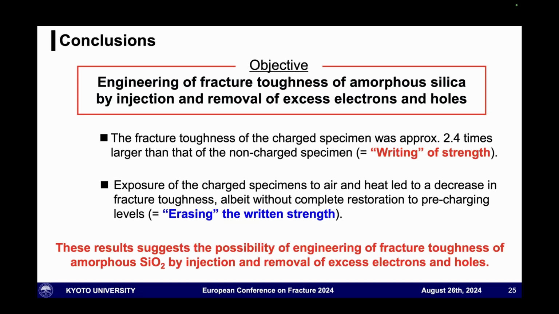Next, exposure of the charged specimen to air and heat led to a decrease in fracture toughness, albeit without complete restoration to the pre-charging level. This means erasing the return stress. These results suggest the possibility of engineering fracture toughness of amorphous silica by injection and removal of excess electrons and holes.